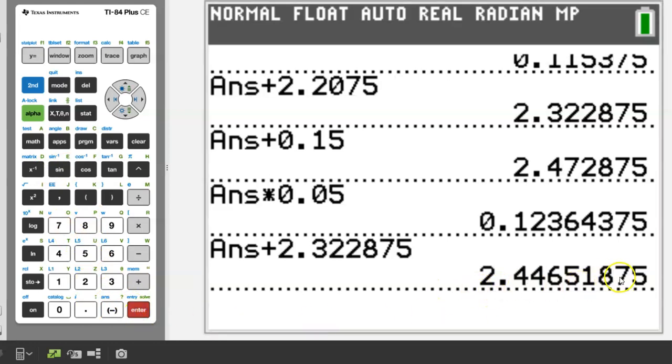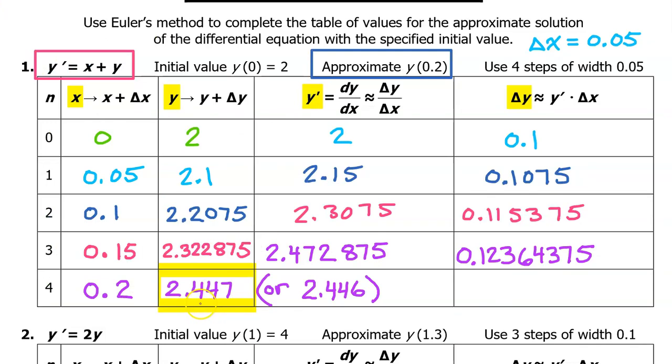Kabam! This is the final answer. And now is the only time I will round. I'm going to round it to 3 decimal places, so I'm going to put 2.447. Or you could truncate and put 2.446. Either way, that is the approximate value of y when x is 0.2. And that's how you do Euler's method.